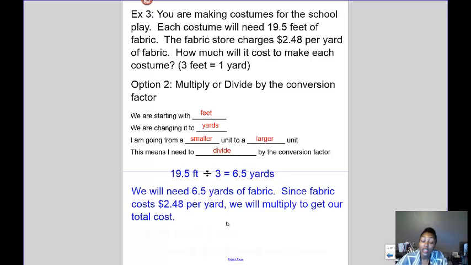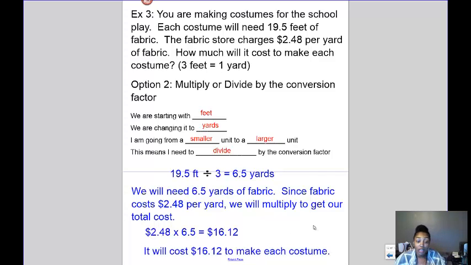So since we need 6.5 yards of fabric and the fabric costs $2.48 per yard, we're going to multiply to get our total cost. So then $2.48 times 6.5 equals $16.12. So it's going to cost me $16.12 to make each costume.